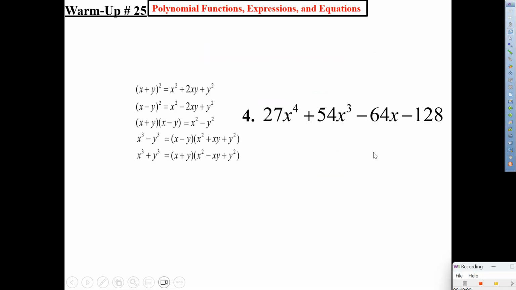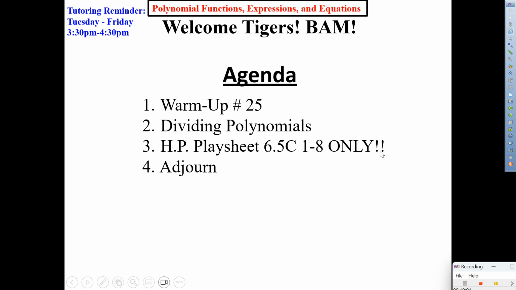So with that said, agenda for today, warm-up number 25, dividing polynomials. Oh yeah, we're moving on from factoring to division, which is pretty much the same thing, but different processes. And tonight's home plate, play sheet 6.5C, numbers 1 through 8 only. And then I posted a little reminder on the top left. It says tutoring reminder, Tuesdays through Fridays after school.